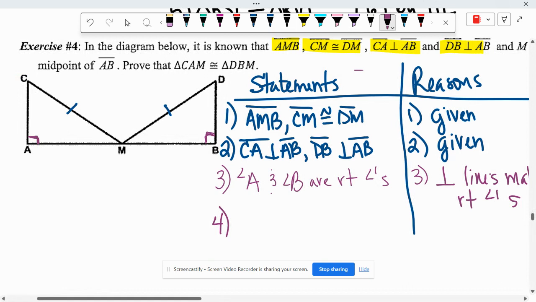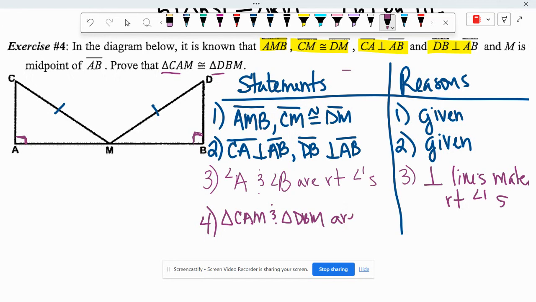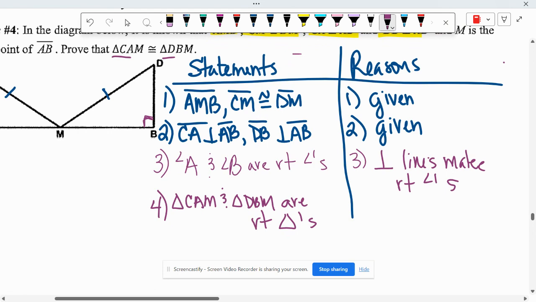That they're right triangles. So I'm going to name it just like it's named in the statement up here. So triangle CAM and triangle DBM are right triangles. So I went from using the angle symbol to the triangle symbol. Why can I say that those are right triangles? Yeah, good job. Definition of right triangles.